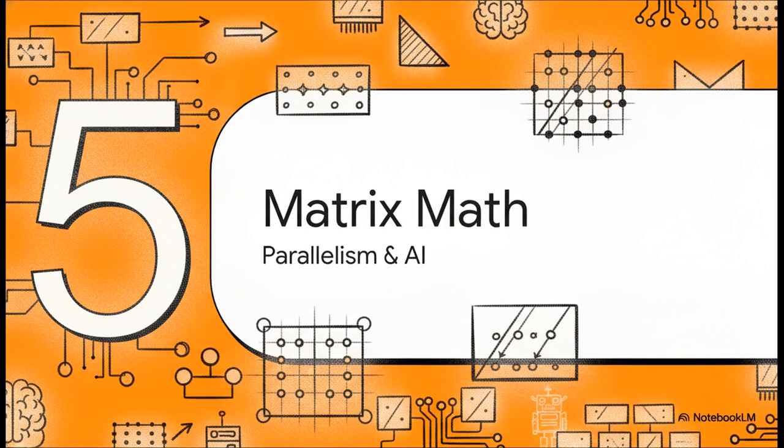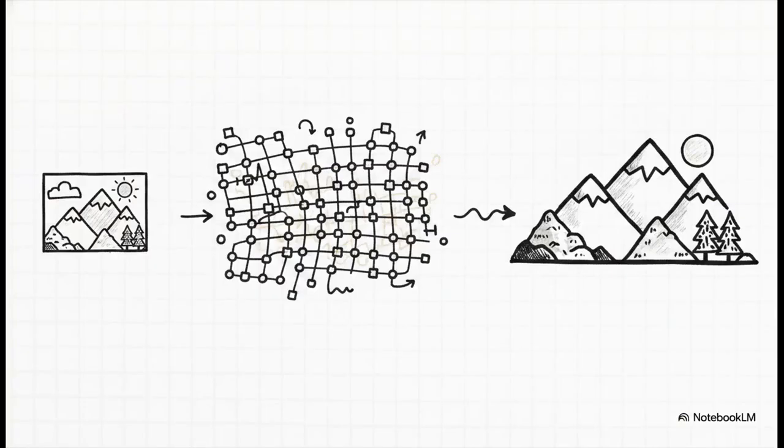Okay, last but not least, Section 5, Matrix Math, Parallelism, and AI. You know, we hear the term AI thrown around constantly these days, but at a hardware level, artificial intelligence is almost entirely just matrix multiplication. It's just taking massive grids of numbers and multiplying them together.